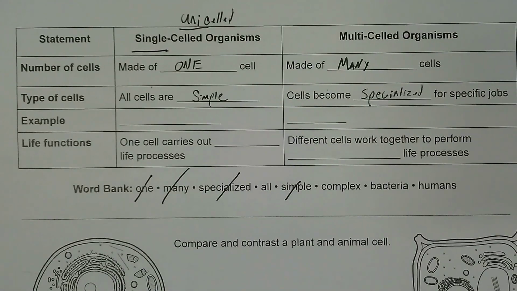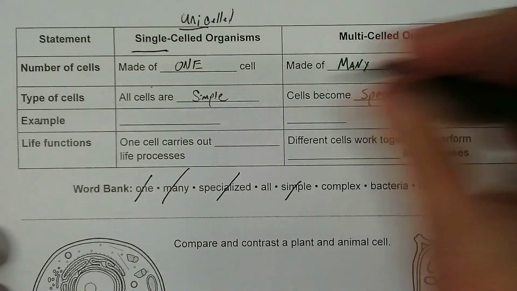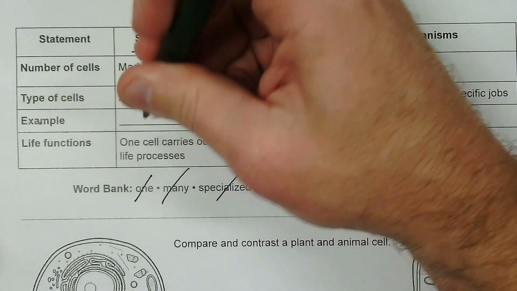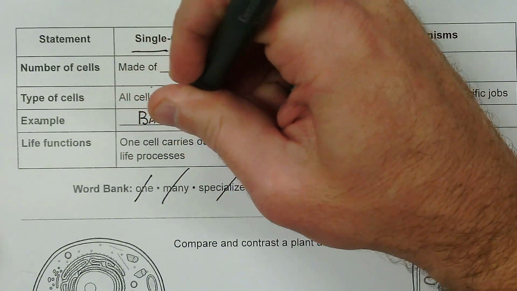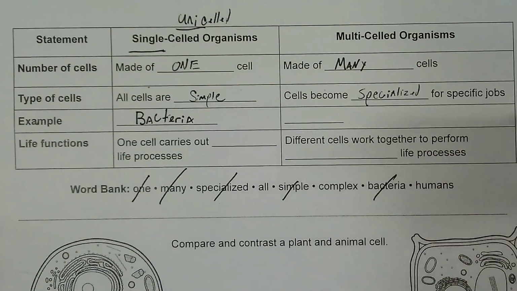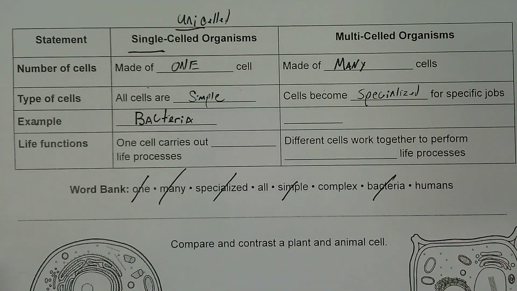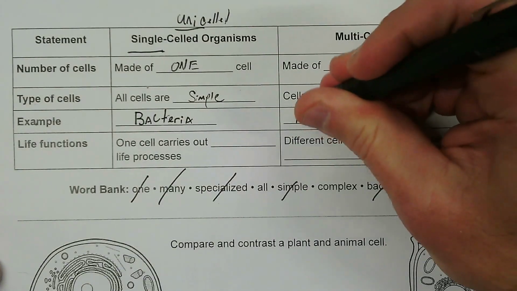Example, unicellular organism. I already said this on accident. Actually, you already know it. Bacteria are a good example of a unicellular organism. Multicellular organism, a good example? Humans.